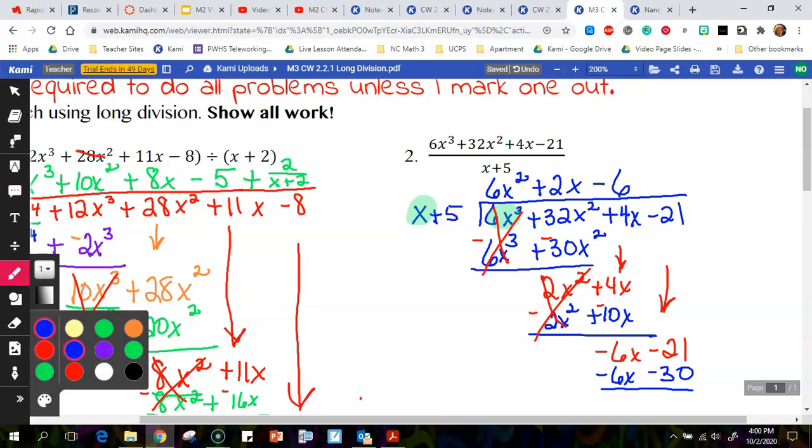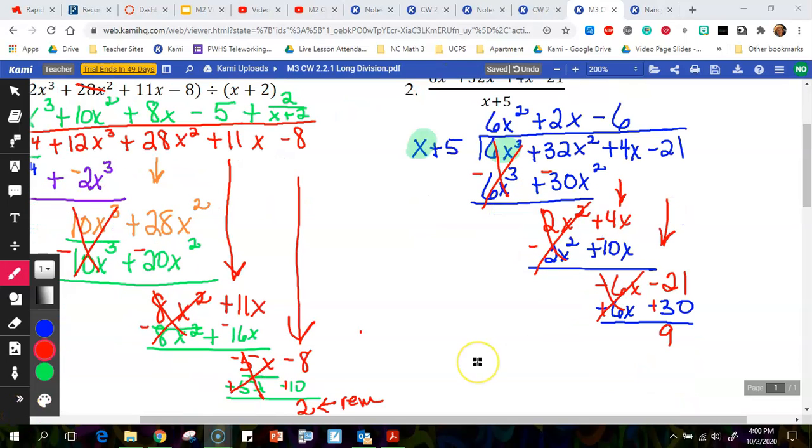Change to the opposite. Plus, plus. That cancels. Negative 21 plus 30 is 9. 9 is my remainder, so it's going to go up here in a fraction. In the numerator, x plus 5 is the denominator.